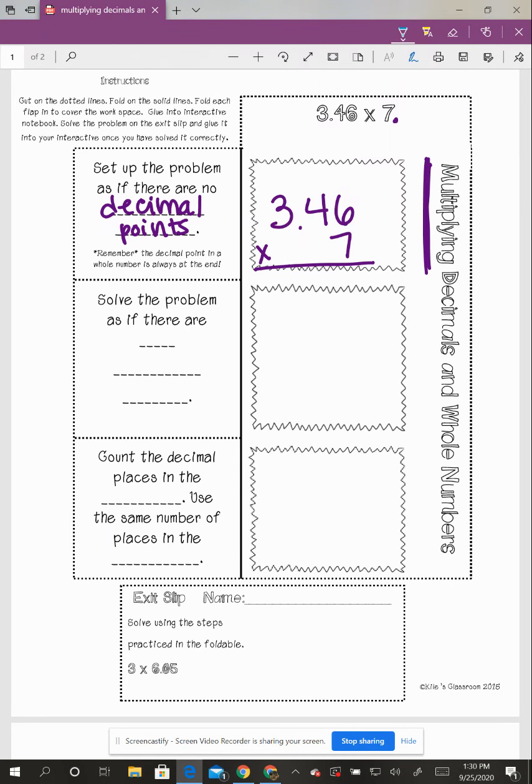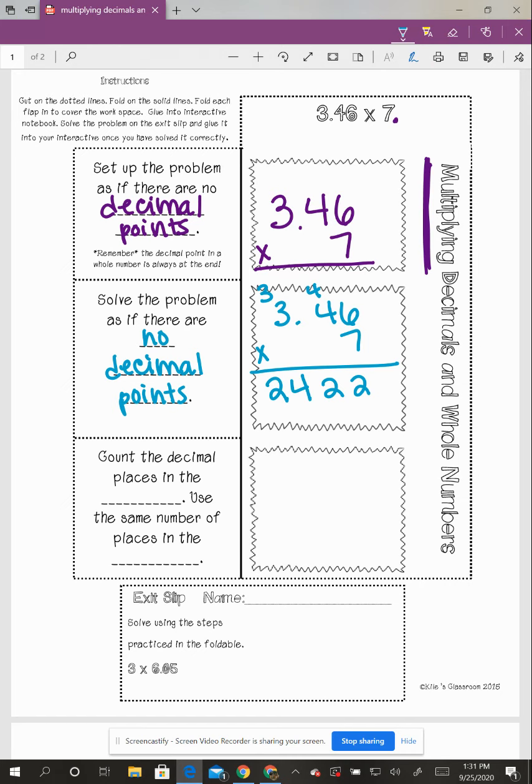Now, for step number 2, I'm just going to solve the problem as if there are no decimal points. So let's do that. Let's use our skills of multiplication and do it. 6 times 7 gives me 42. 4 times 7 is 28, plus 4 more is 32. Now I have 7 times 3 is 21, plus 3 gives me 24.